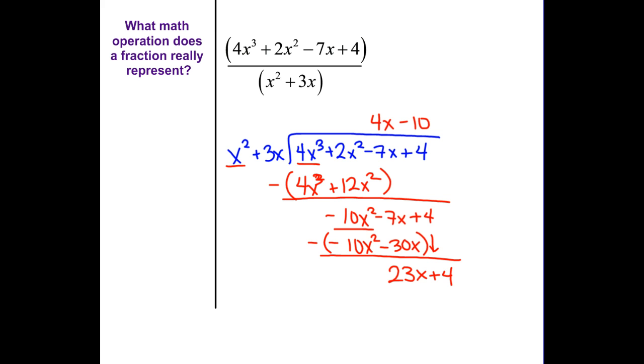Plus 4. Now I can't do anything else here, because I can't multiply x squared by anything to get to 3x, or 23x, so I'm just going to stop, and I'm going to make this a fraction, 23x plus 4 divided by x squared plus 3x. And there's my divided version.